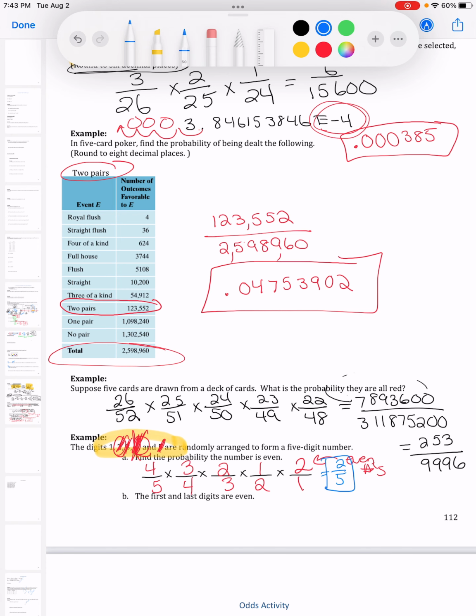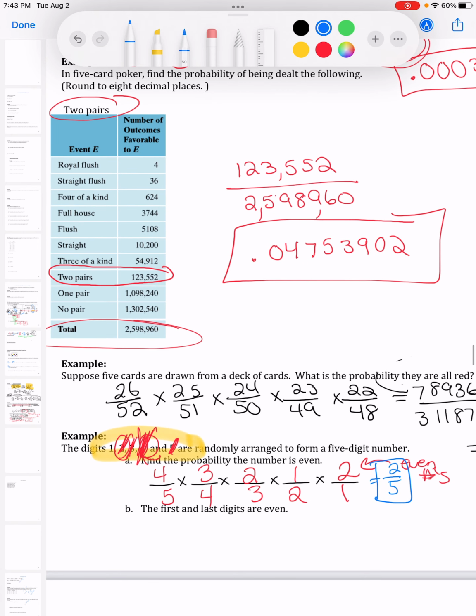I've got another one like this one. Let me give myself a little bit more room by zooming in. I need to get my numbers back up here. So again, I'm looking at these numbers up here. I've got a 5-digit number. And I want the first and last digit to be even. There are only 2 even numbers.